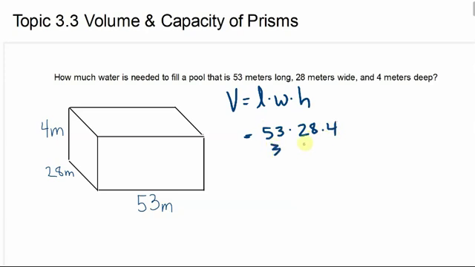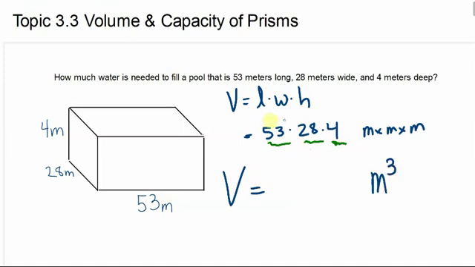And because each of those numbers, the 53, the 28, and the 4, are dimensions of single value, singular linear dimensions, that also needs to include the meters times meters times meters. That's what's important about those. So in the end, our volume for this question is going to have a meters cubed value.